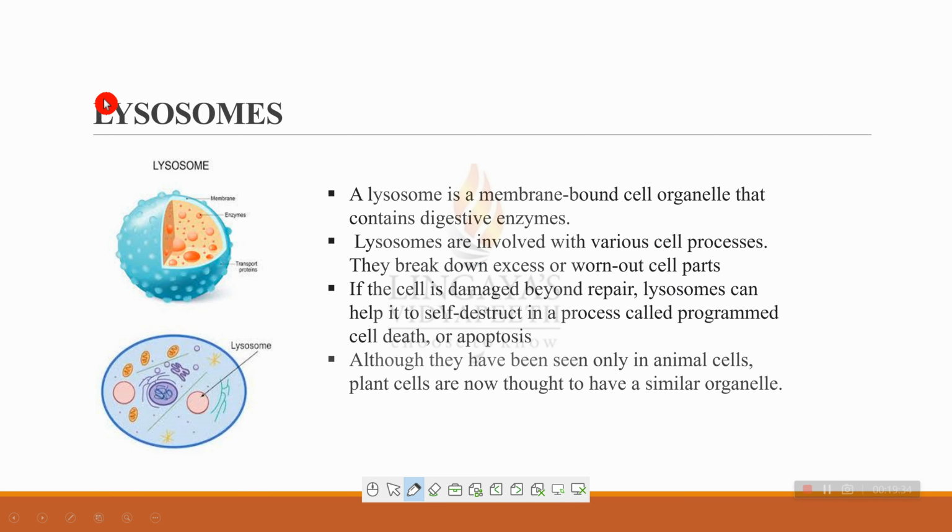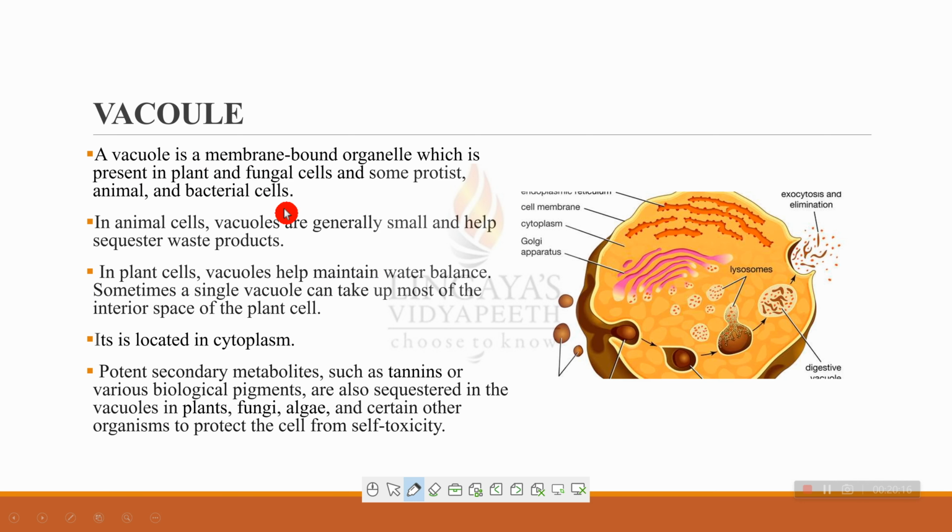Moving on. Now talking about lysosomes. These are also called the suicide bags of the cell. They are membrane-bound cell organelles that contain digestive enzymes. These are involved in various cellular processes. They break down excess or worn out cell parts. If the cell is damaged beyond repair, what do lysosomes do? Lysosomes self-destruct in a programmed cell death process called apoptosis. Therefore these are also called the suicide bags of the cells.